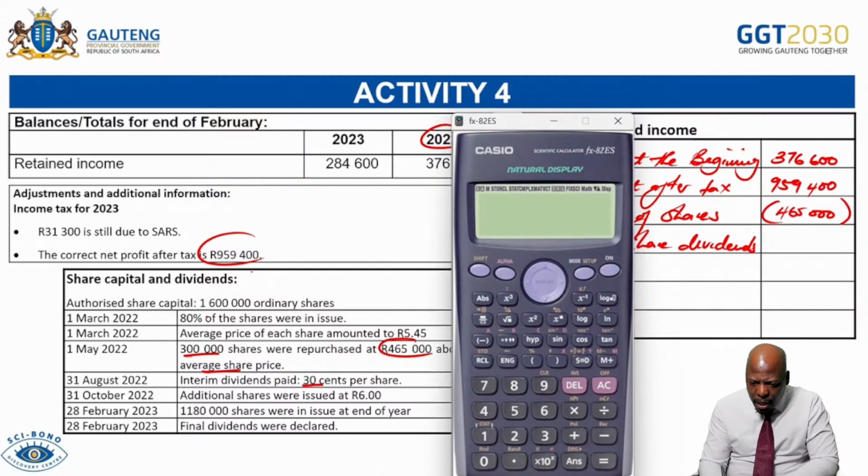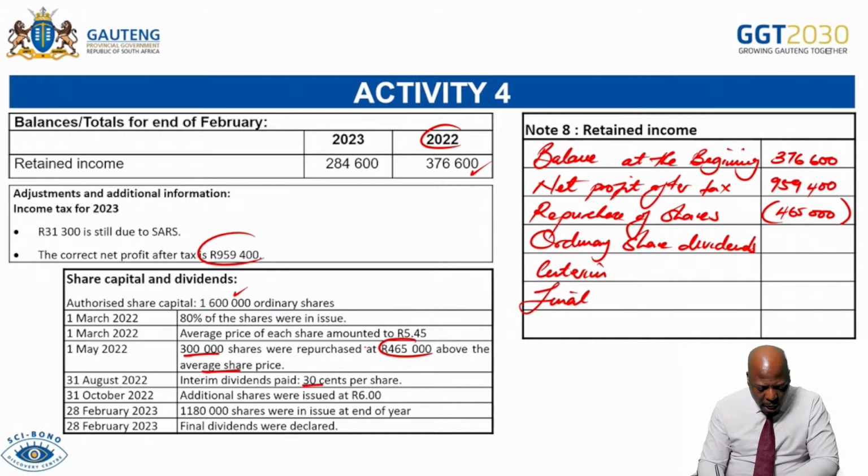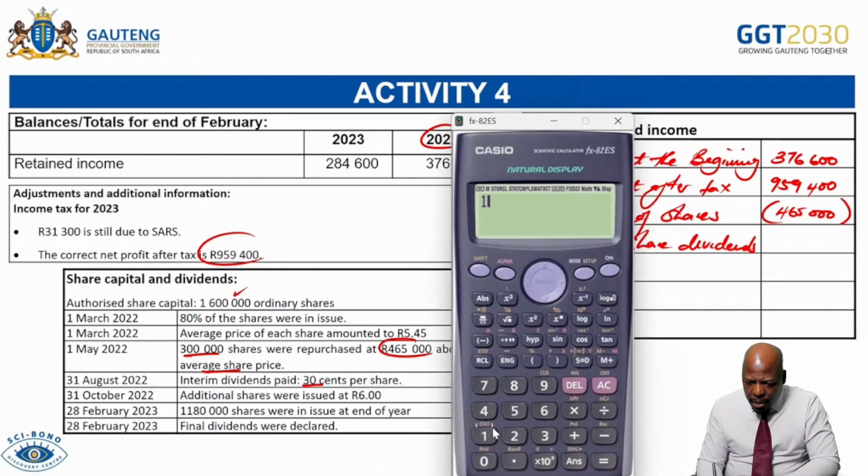Let me redo this calculation again. Let's start from the top, where I have my 1.6 million. And then we got the 80%, which is your 1,280,000. And then we later on came and we repurchased 300,000 shares. Then we say minus 300,000 shares, and we get that. Then we added new shares. You remember that one? The 200,000 shares. Then we say plus 200,000 shares.